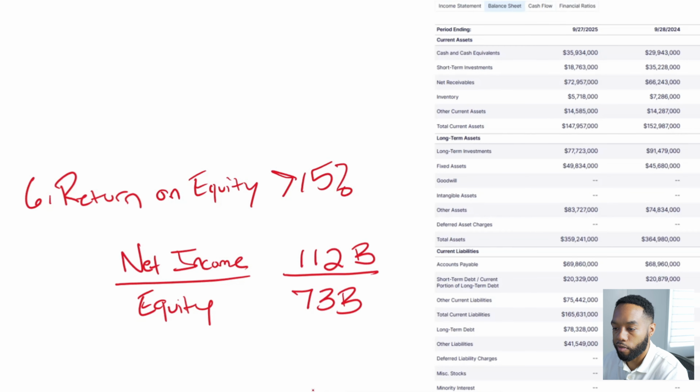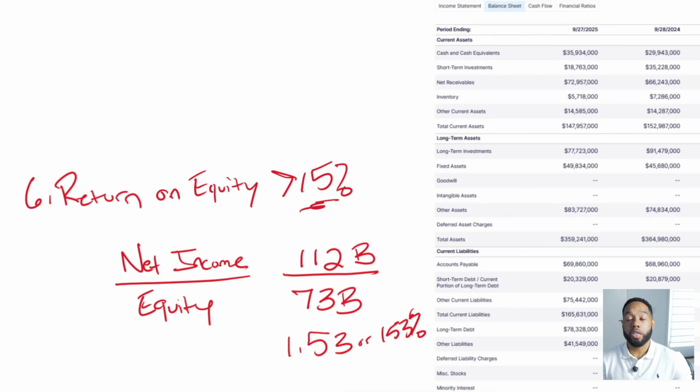So $112 billion. Now this gives us a ratio of about 1.53, or 153%. Clearly, this is well above our 15% mark that we're looking at, which is why, again, Apple is such a big portion of Warren Buffett's portfolio. Because if shareholders own $73 billion worth of equity, and every single year on the bottom line, they're getting over 100% return on their equity, this is a phenomenal competitive advantage for the shareholders, because Apple has such a competitive moat around their business.